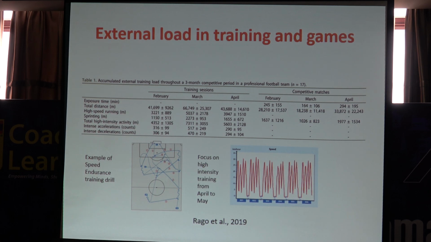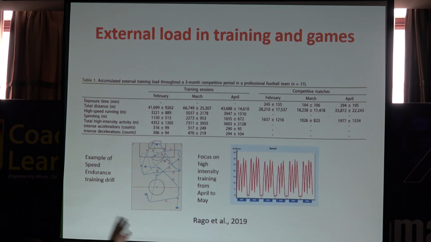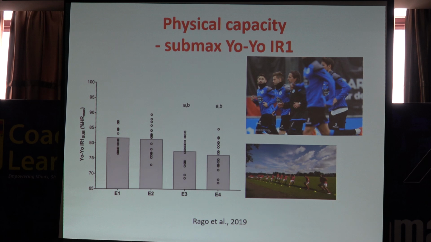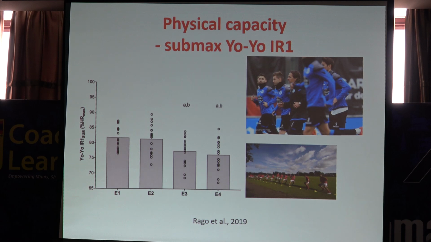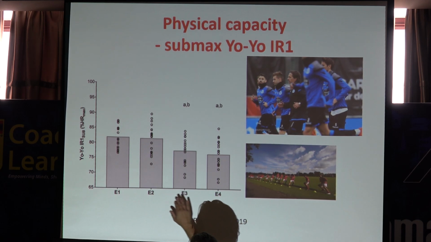And we did a yo-yo test, a yo-yo intermittent recovery test level 1, the sub-maximum version of the test. So we only ran 6 minutes of the test, and then we measured the heart rate, expressed it as percentage of maximum heart rate. So this is the test in February, in March, in April, and May.